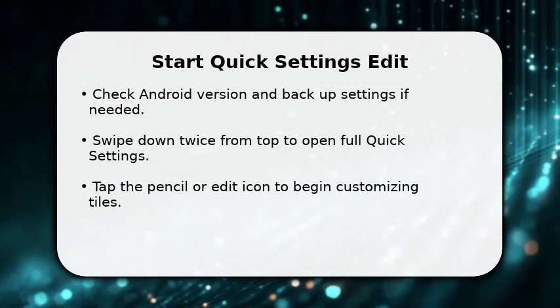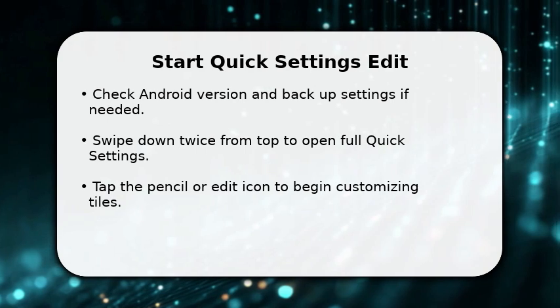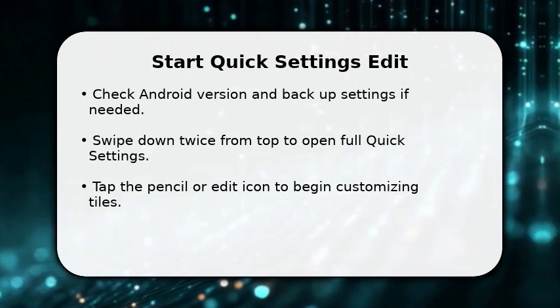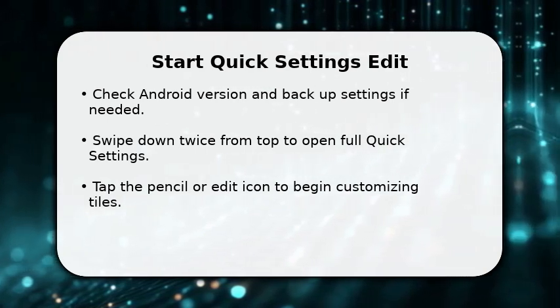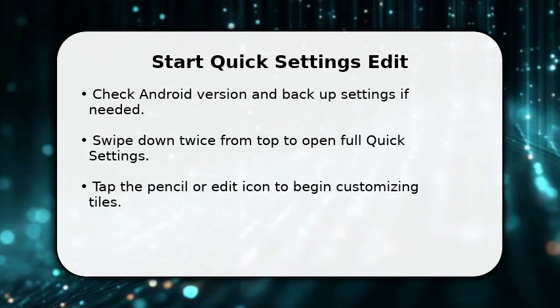You're starting the quick settings edit now. First, confirm your Android version and back up any important settings. Once ready, swipe down twice from the top to reveal the full control center. Then tap the pencil or edit icon.